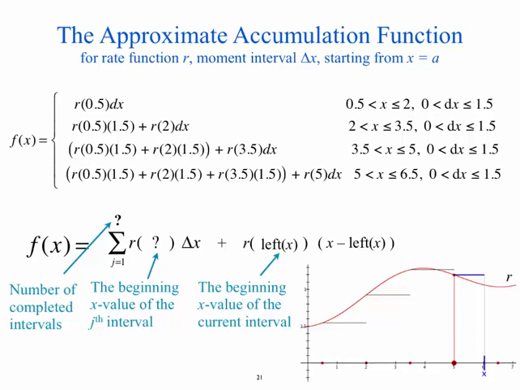Okay, questions on that? Yeah? Sorry to go back on that, but you said that R of 5 dx, what's that considered again? That's the accumulation in the current interval. That's the amount of accumulation in the current interval.